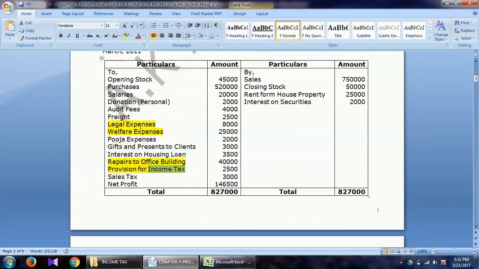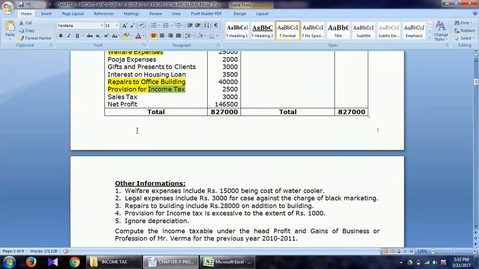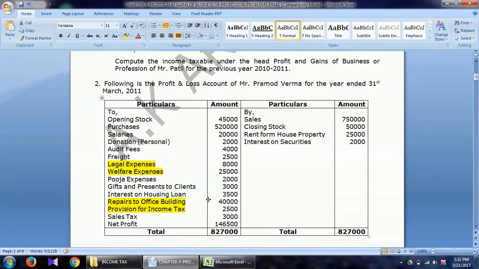We have come to the end of our profit and loss account. Let us just look at the adjustments, whether we have solved all the adjustments. We have done welfare expenses, legal expenses has been dealt with, repairs to the building is over, provision for income tax has been dealt with, depreciation does not have to be considered for this problem. So pretty much we have finished with the sum.